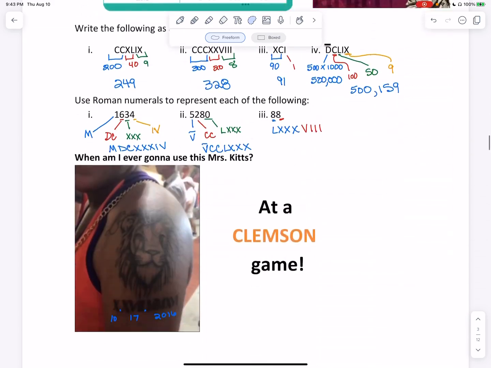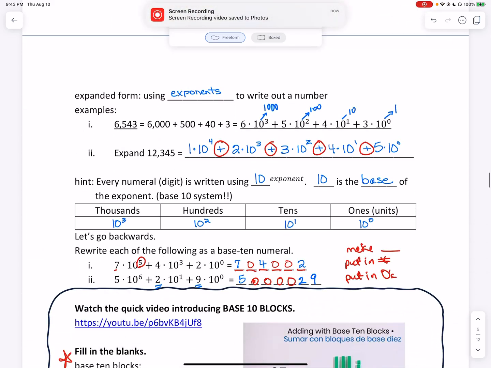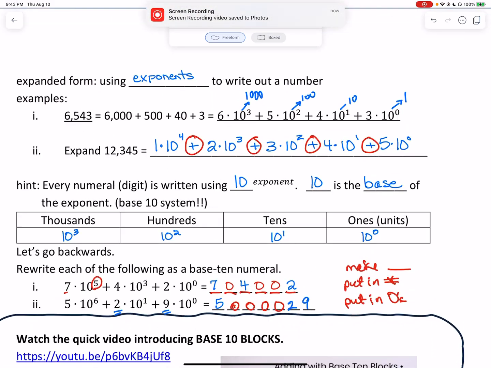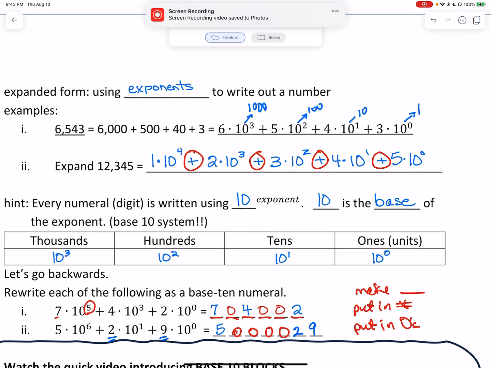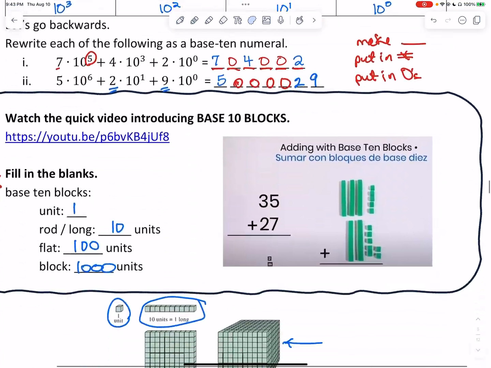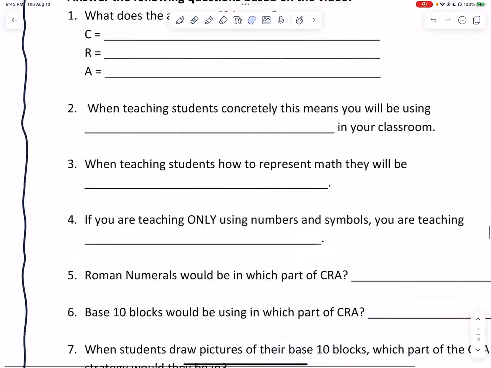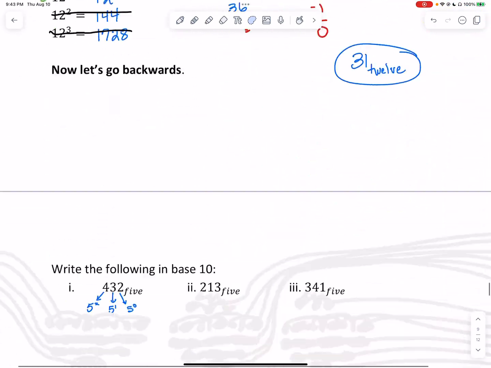So just quick, this was a review from way up here. Here was our expanded form. Notice when we expanded it, it was all in base 10. Base 10, base 10, base 10. So now if it's in base 5, we change all those 10s to 5. If we're in base 11, we change the 10s to 11. If we're in base 20, we change the 10 to 20, okay? So we're going to basically write this in expanded form first. So let's get to it.